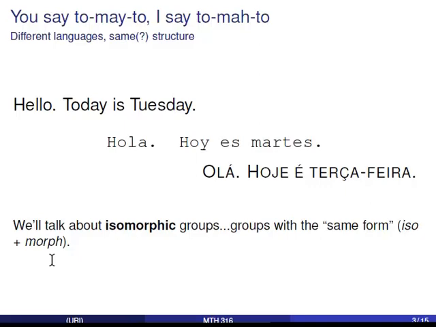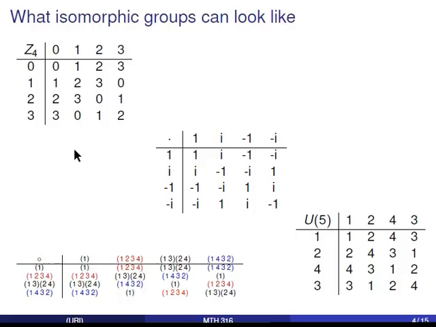As our first example, let's take a look at these four groups. All of these groups have order 4, and you'll notice that the Cayley tables of each have exactly the same structure. As you take a closer look, you'll see that the Cayley table for Z4, the integers mod 4 under addition, has this diagonal stripe pattern, and that same diagonal stripe pattern happens in each of these other Cayley tables as well.